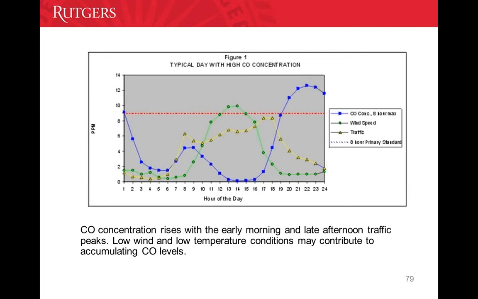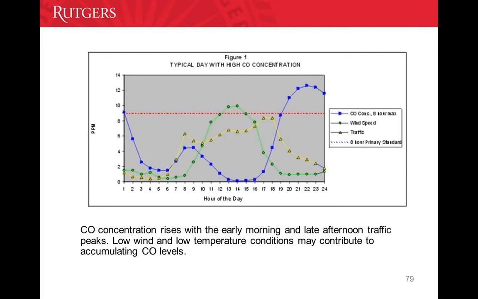This is kind of an interesting slide, so I put it in. This is the carbon monoxide concentration and how it changes over time and its relationship to traffic. Low wind and low temperature conditions also contribute to the accumulation of CO levels. And so you see as the wind speed changes, we have changes in the CO levels. You can see that traffic influences the CO levels. It's pretty amazing that the blue line is the CO concentration.